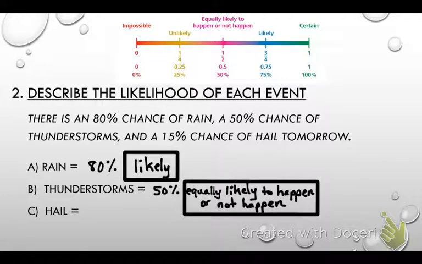All right, then we've got one final one, hail. What percent chance is it that it will hail tomorrow? 15%. So what is that? It is unlikely to happen. It could, but it's unlikely that it will.